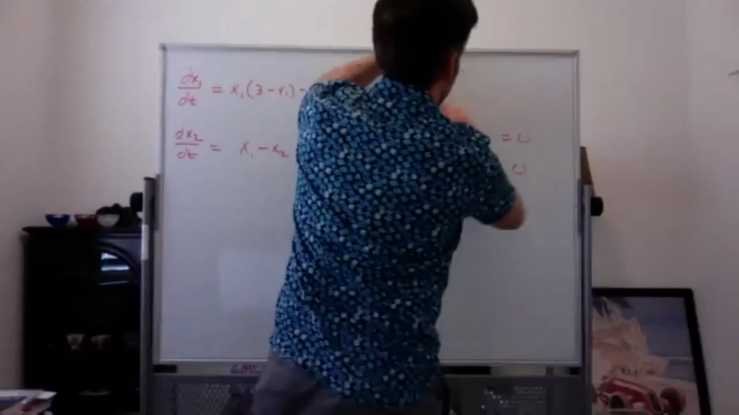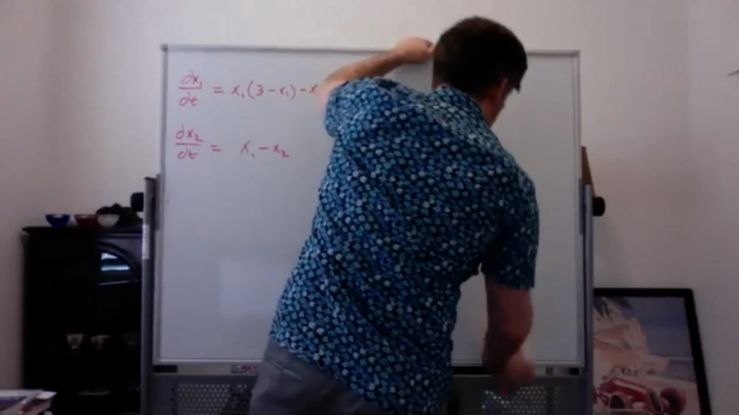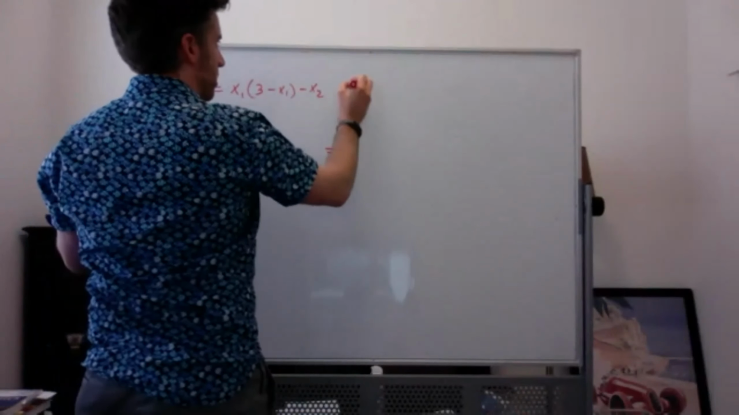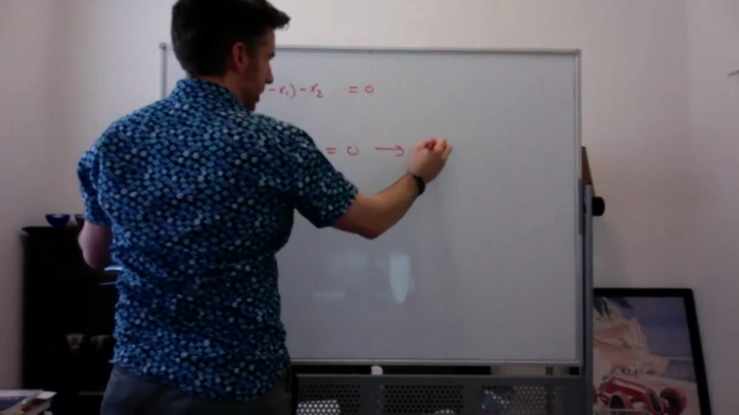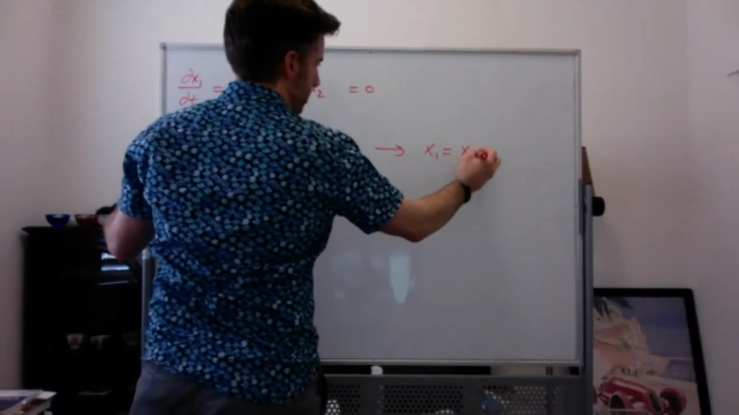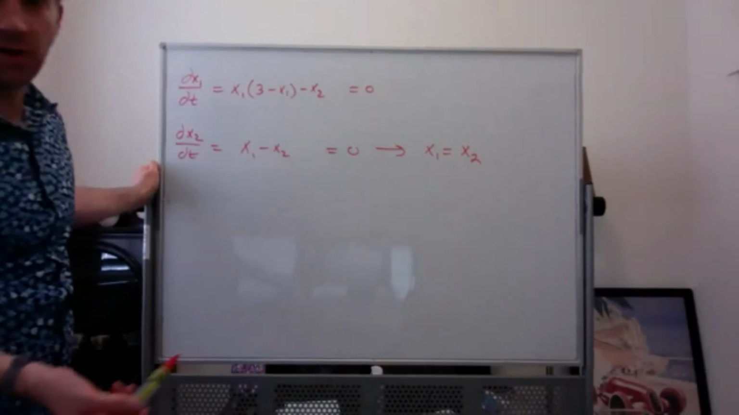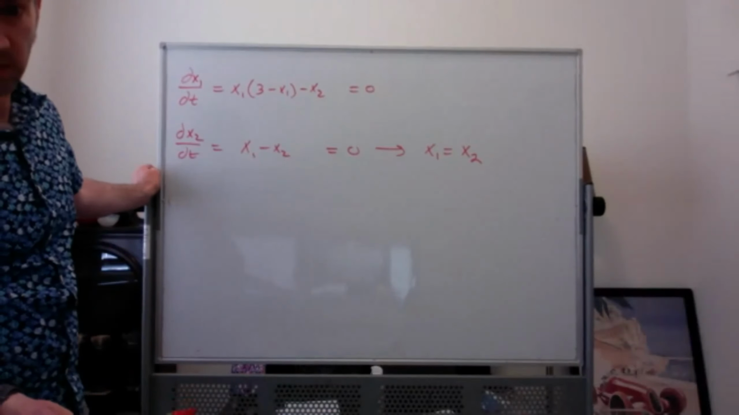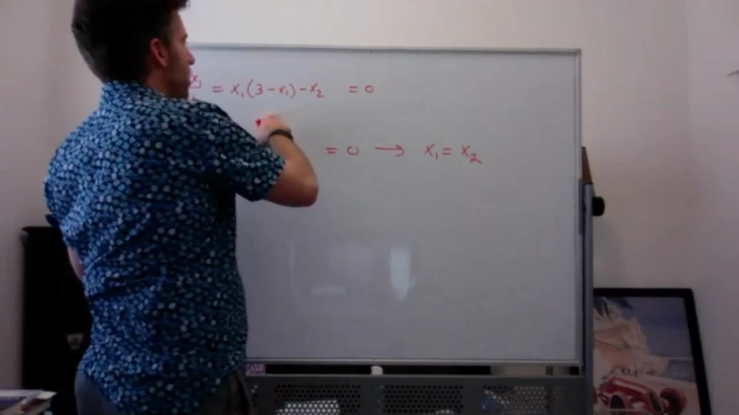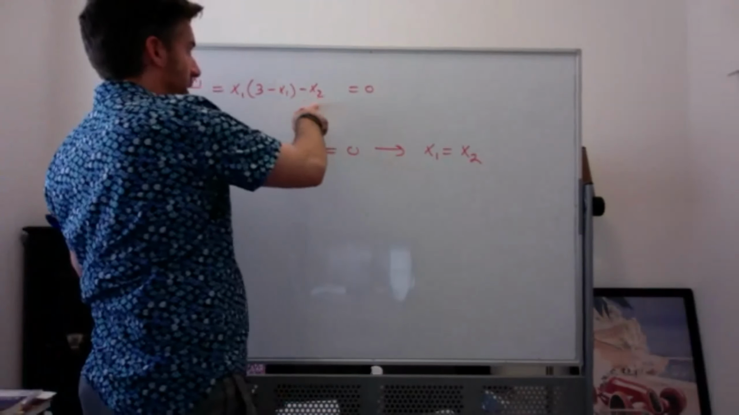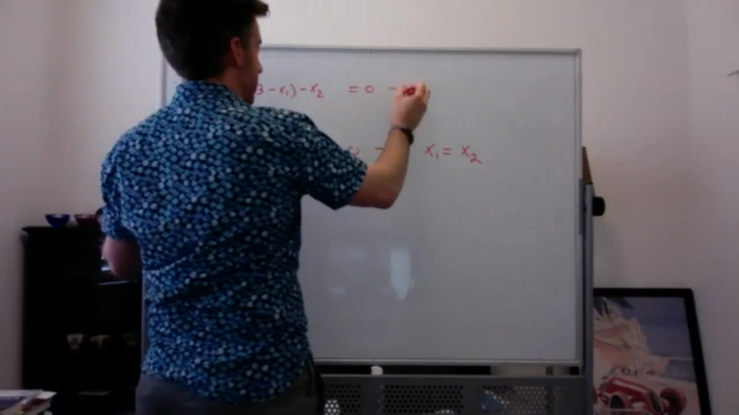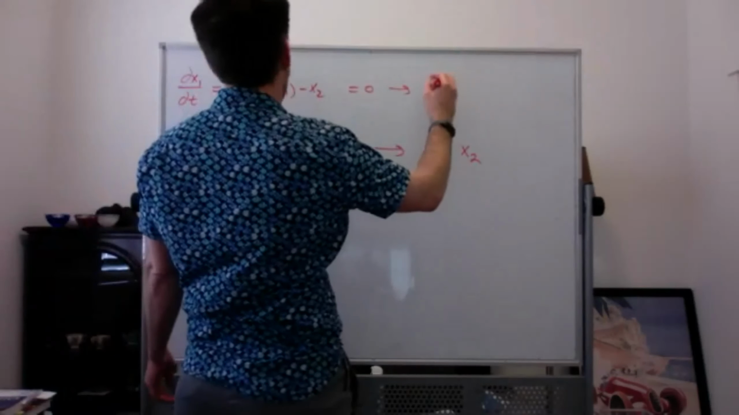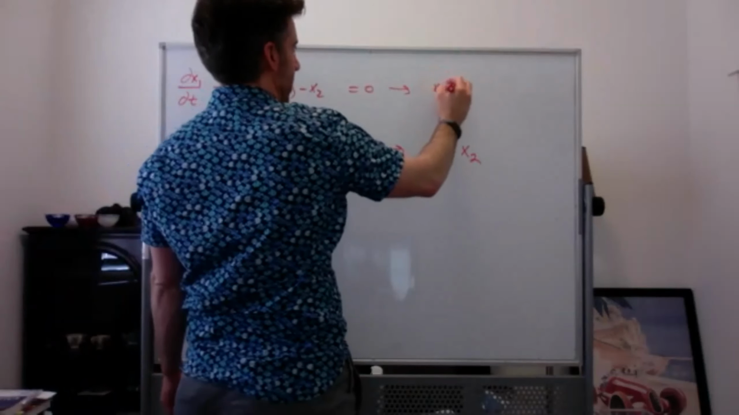So let's do that. If I set these equal to 0, this one's easy. I'm just going to make x1 equal to x2. So whatever equilibrium points I get, they're going to have to be on the line y equals x, or x1 equals x2. And in this one here, I could plug in x1 for x2 and write this as, let's see, I would probably do it like this. So here's how I'm thinking of this.